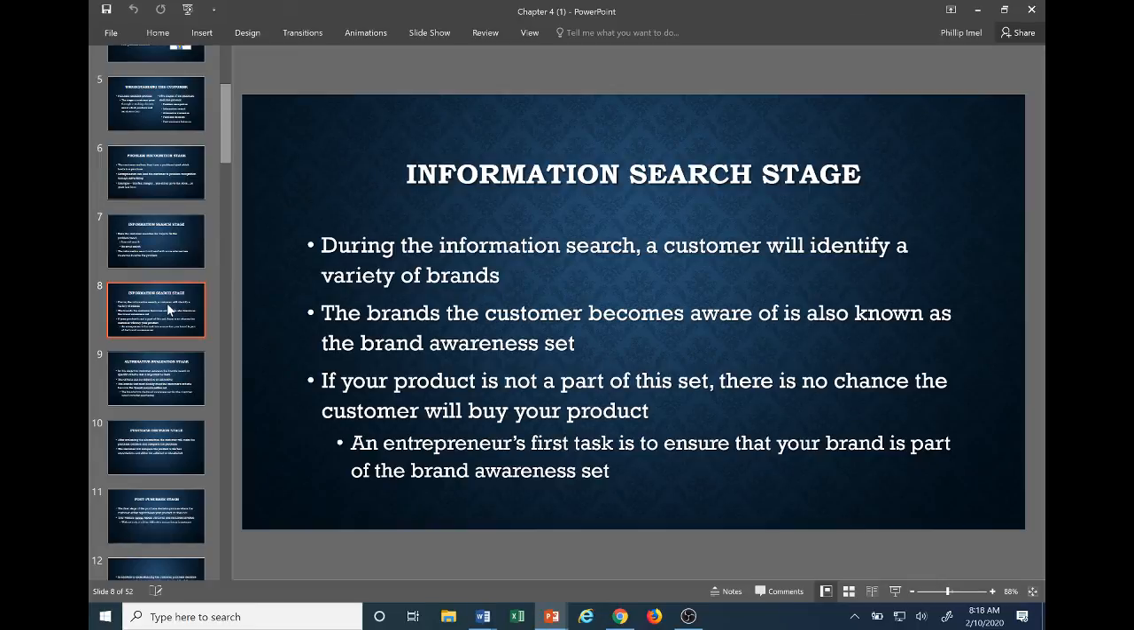If your product is not part of this set, then there is no chance that customers can even buy our product. So our goal is ultimately to make our product or service part of that brand awareness set. We need to do something to make it jump out at the customer. Maybe it could be the packaging that we use, or the product placement within the shelves, or on your website, or however it might be. You just want to make that product or service appeal to that customer, so it becomes a part of the brand awareness set. An entrepreneur's first task is to ensure that your brand is part of the brand awareness set. Obviously, we just mentioned that.